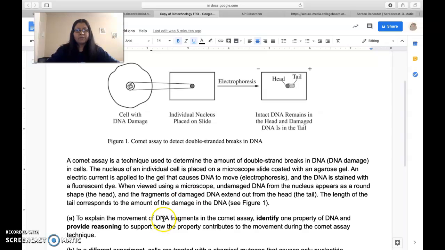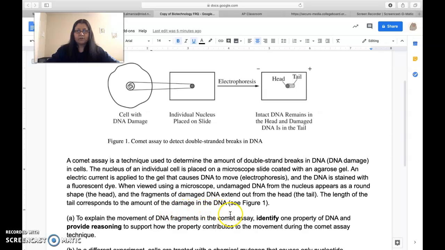So if we read our prompt, a COMET assay is a technique used to determine the amount of double-strand breaks in DNA, also known as DNA damage, in cells. The nucleus of an individual cell is placed on a microscope slide coated with an agarose gel. An electric current is applied to the gel that causes the DNA to move, which is electrophoresis, and the DNA is stained with a fluorescent dye. When viewed using a microscope, undamaged DNA from the nucleus appears as a round shape, also known as the head, and the fragments of damaged DNA extend out from the head, which is the tail. The length of the tail corresponds to the amount of damage in the DNA.